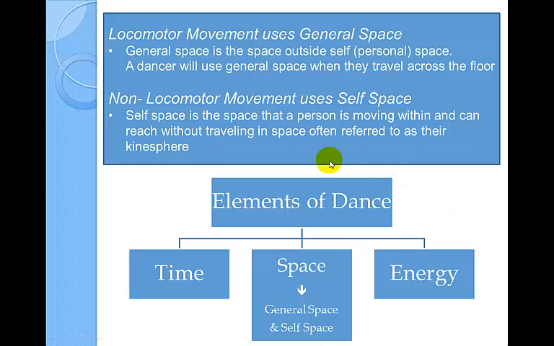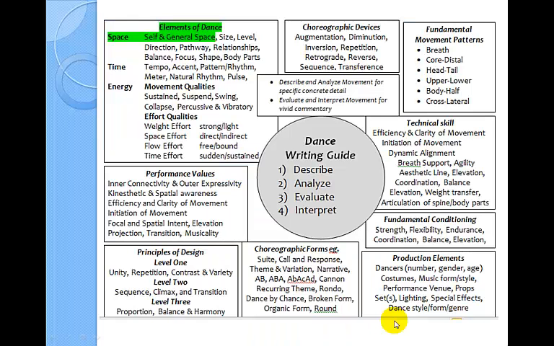As we look at the diagram below, we're going to understand how self space and general space fit into the categories of the elements of dance, which are the basic elements that we use in dance: time, space, and energy. Below the category of space, we have general space and self space. So you can see them in a larger context. Don't be overwhelmed. You'll be studying this in class. We have all these lists and charts and categories and organization of dance, but this just helps us to organize it in our heads.